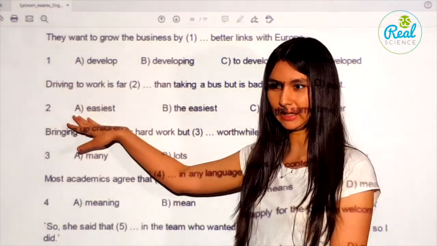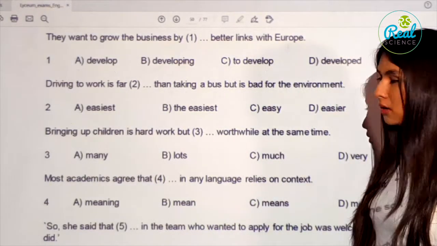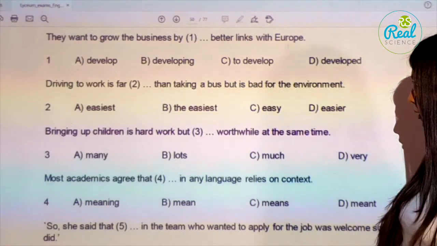Now let's look at the second one. Asadik: Driving to work is far easier than taking a bath, but it's bad for the environment.